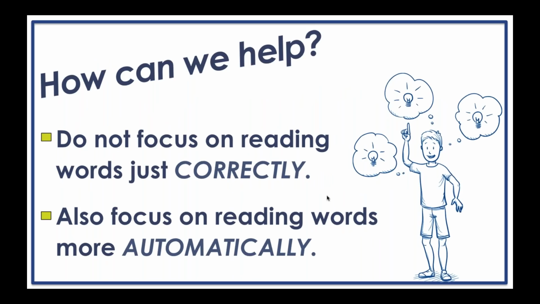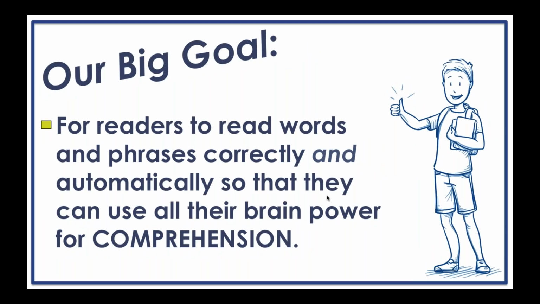So how can we help? We do not focus on reading words just correctly. We also have to focus on helping kids read words more automatically, with that automaticity. So our big goal is for readers to read words and phrases correctly and automatically so that they can use that limited brain power that they have for the comprehension, for the meaning of the text.